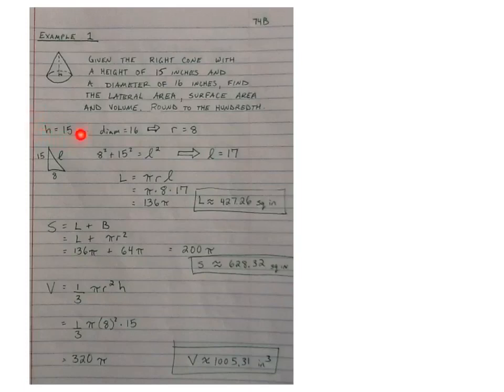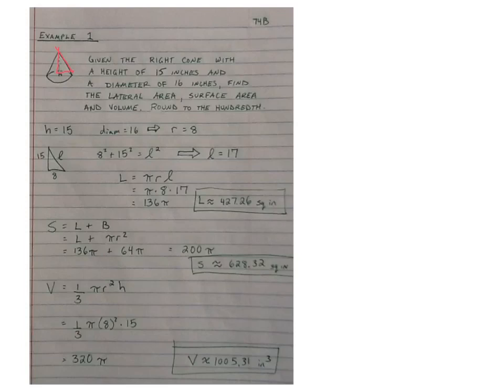So we know the height is 15 inches because it's given, and they tell us a diameter of 16 inches, which means the radius is 8. I've pulled out a right triangle which is hidden within the cone and put in the radius of 8 and the height of 15, and that allows us to find the slant height, which we need for our calculations.